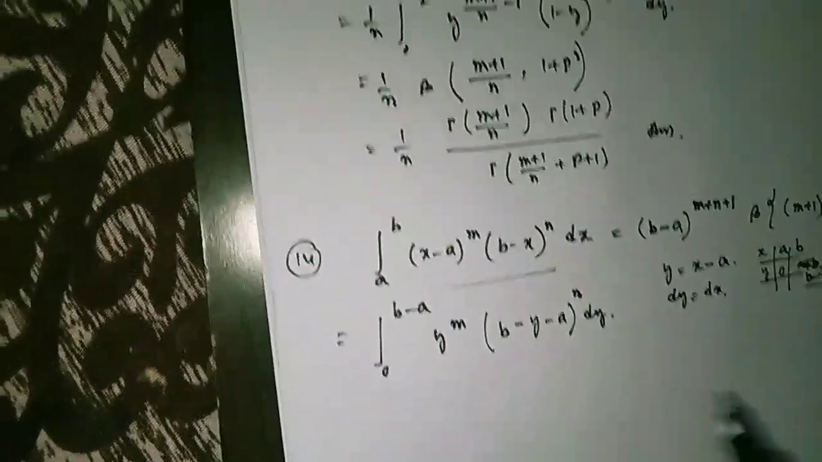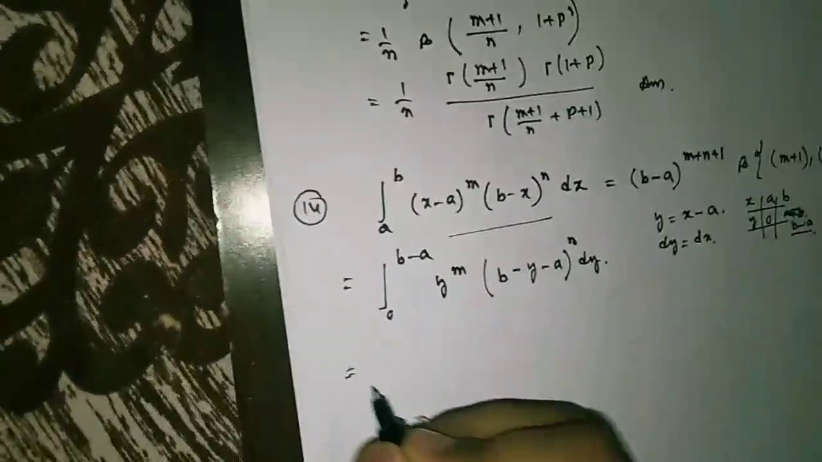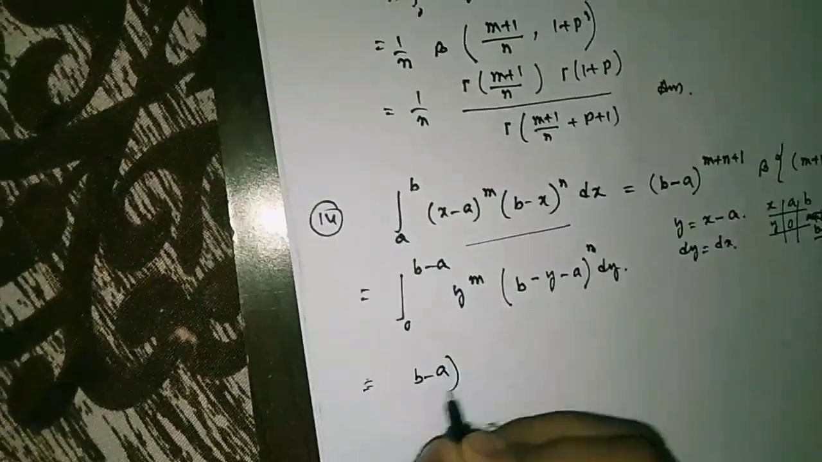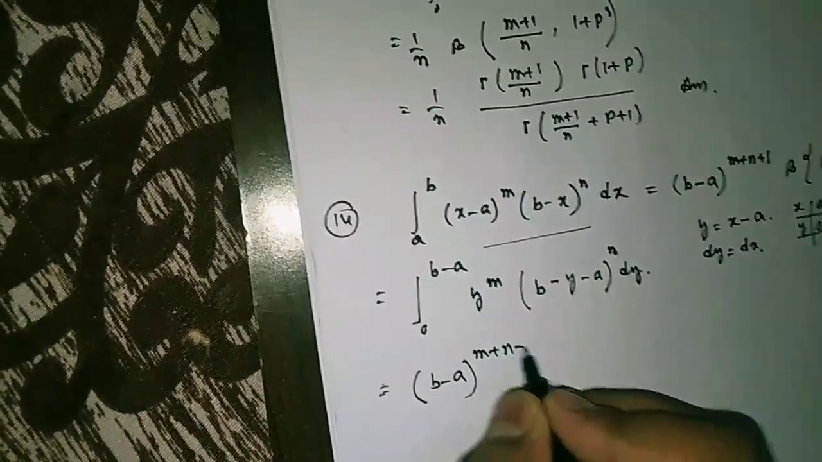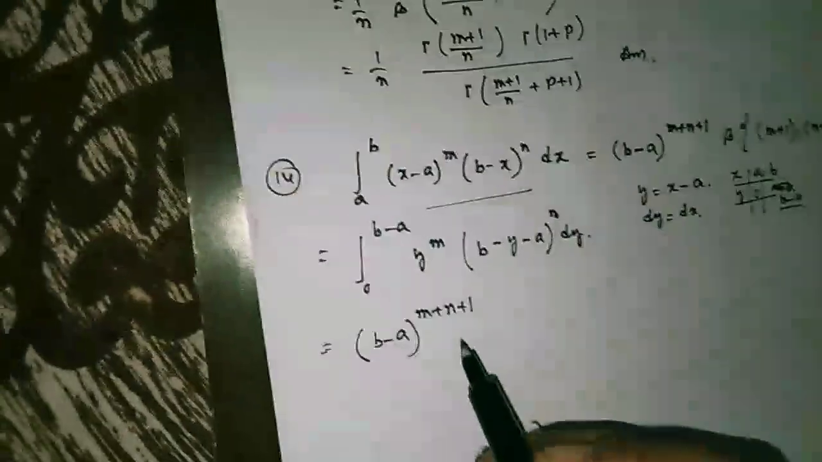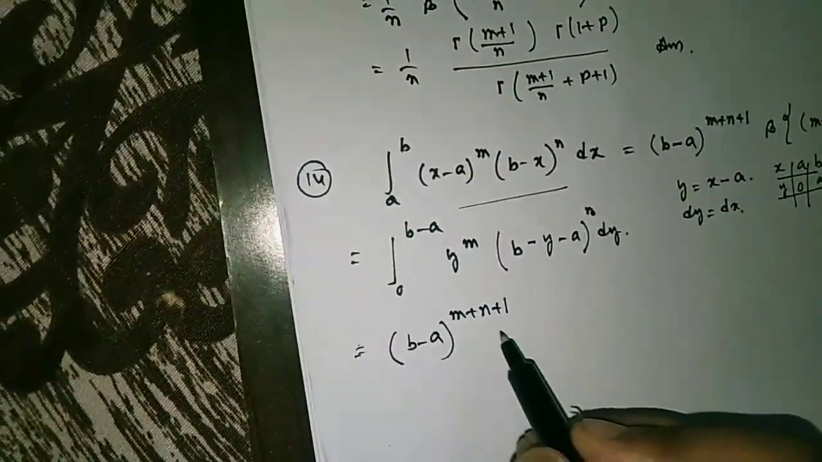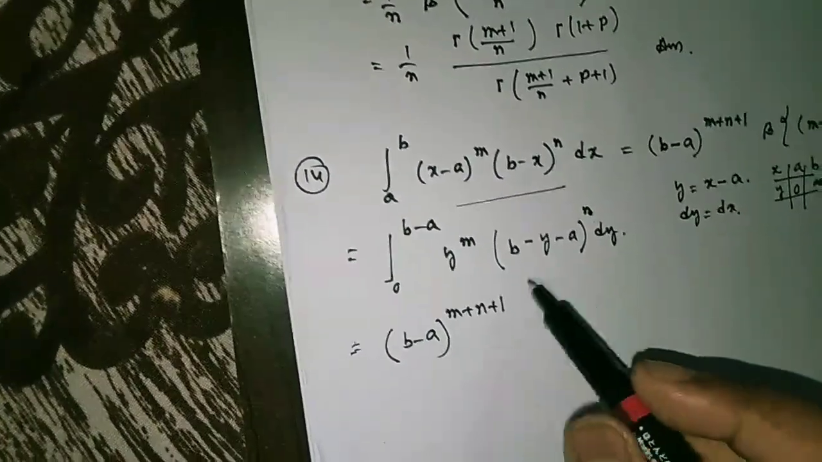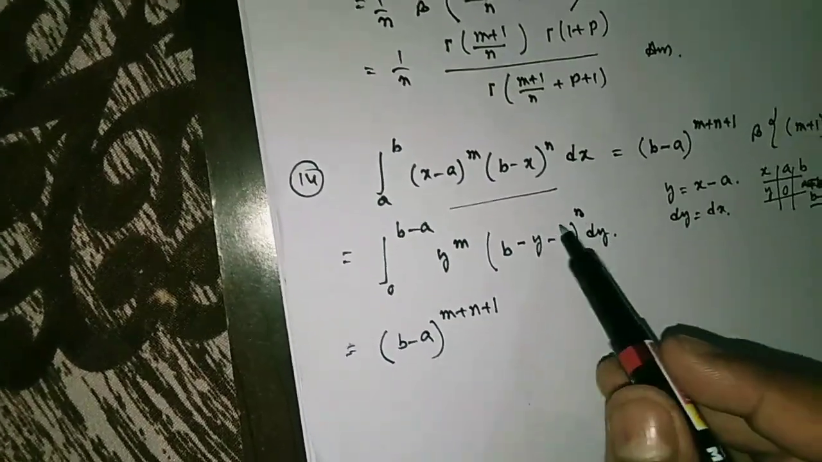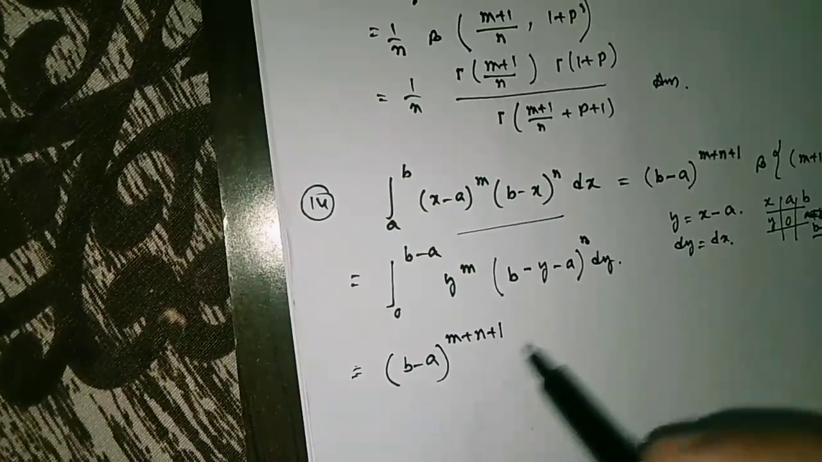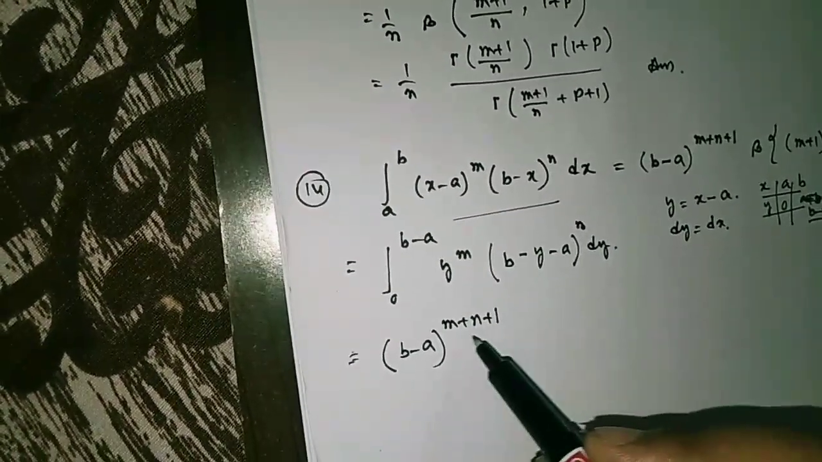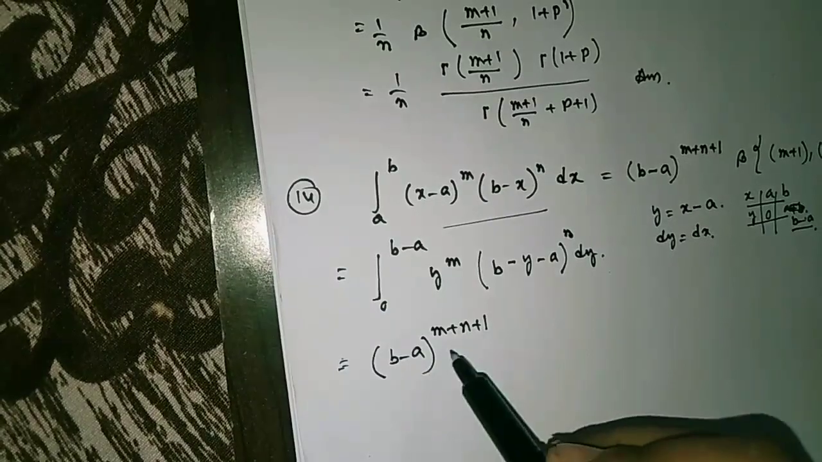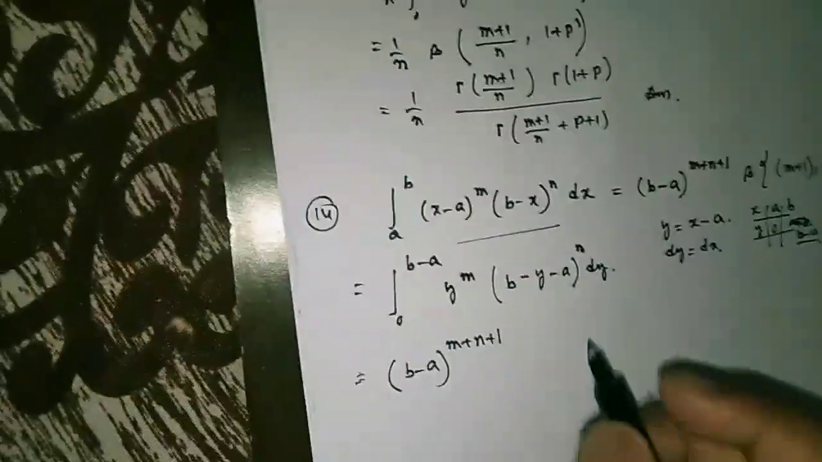Okay, so here if I write (b minus a) to the power m plus n plus 1, you can see that (b minus a) to the power m into (b minus a) to the power n. So y by (b minus a) to the power n into (b minus y minus a) to the power n into d of 1 by (b minus a). So I take this term (b minus a) to the power m plus n plus 1.